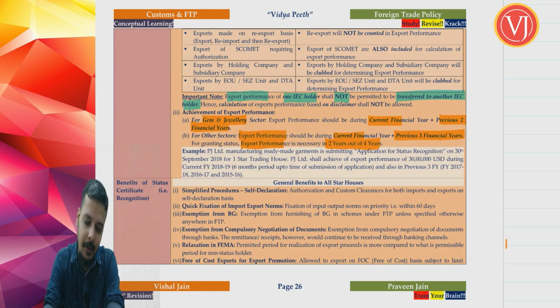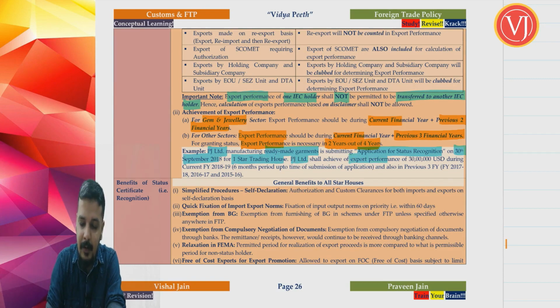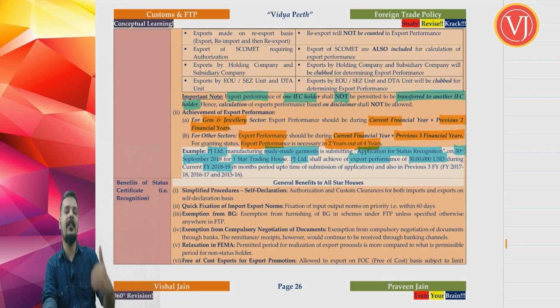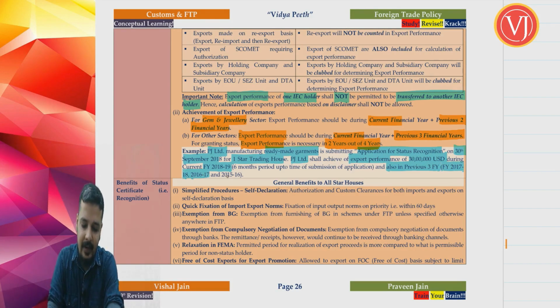Look at the example that is given below. PJ Limited manufacturing ready-made garments, it's not gems and jewelry sector, has applied for status recognition, status holder category on 30th of September 2018 for 1-star export house. Now PJ Limited shall achieve export performance of $3 million during the current financial year. Current financial year means when it has applied in September 2018, that is from April 18 to September 18, it has to achieve that export performance also in 3 previous financial years, that is financial year 17-18, 16-17 and 15-16.